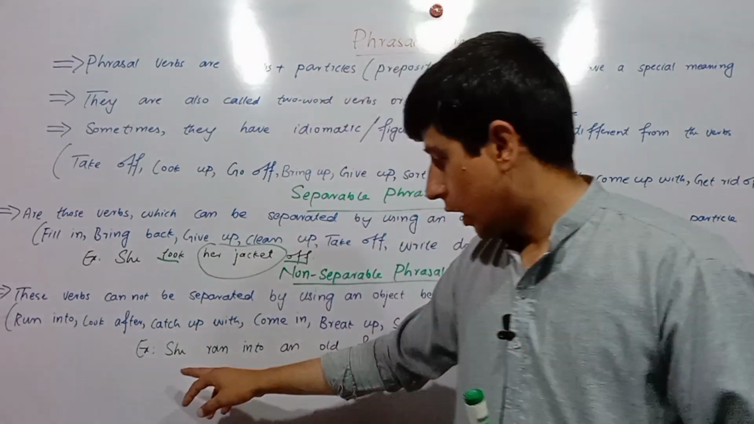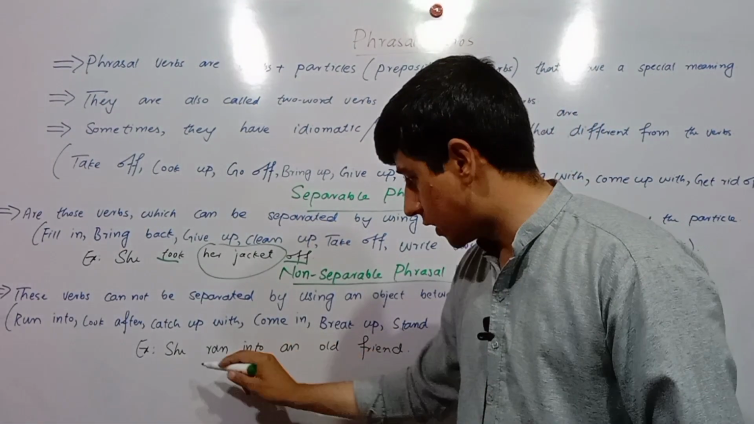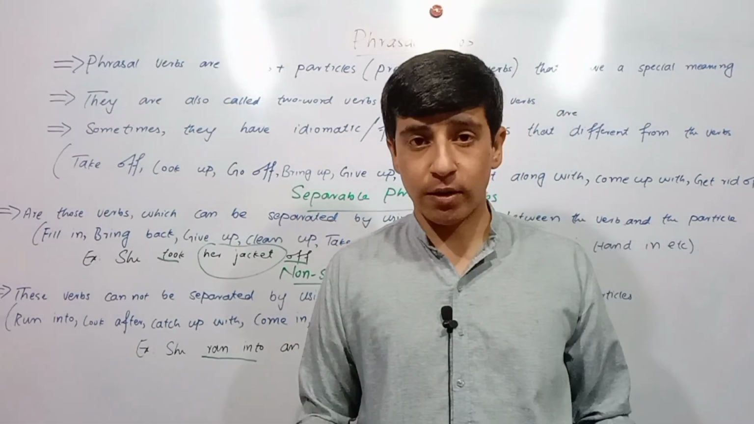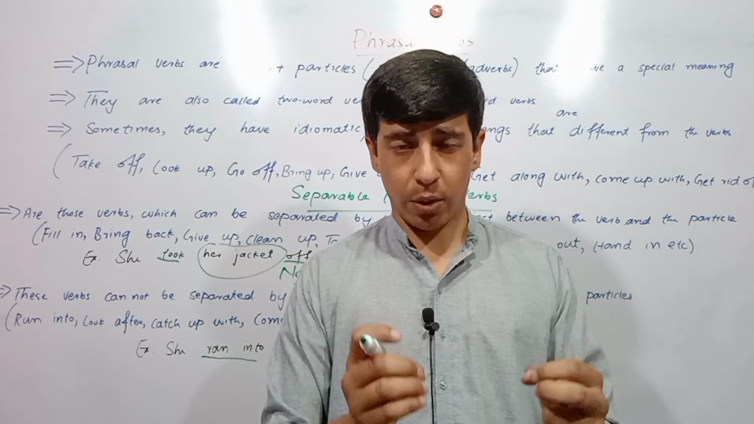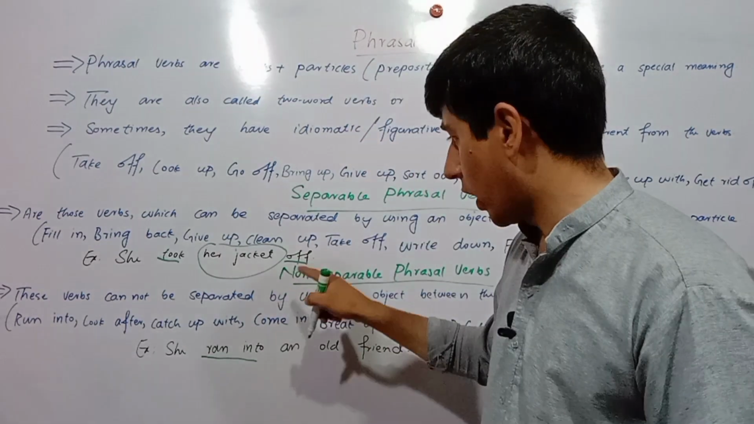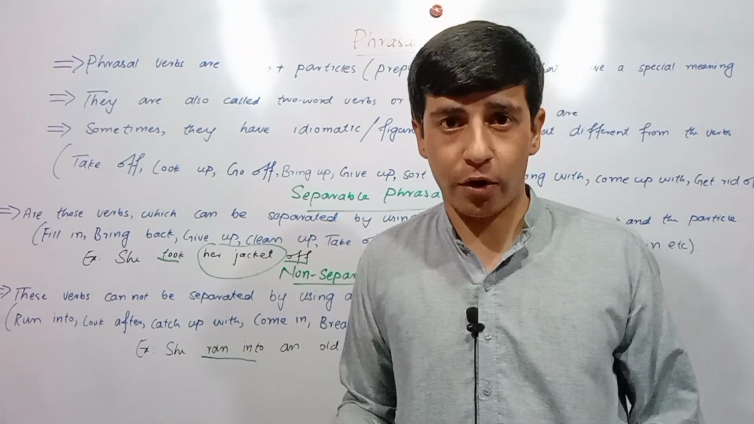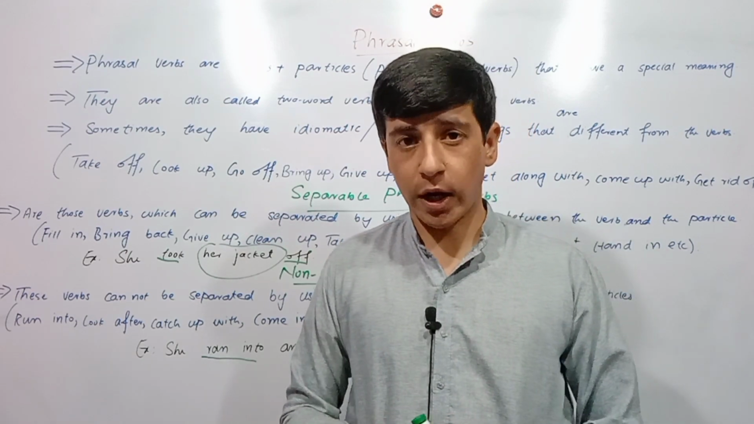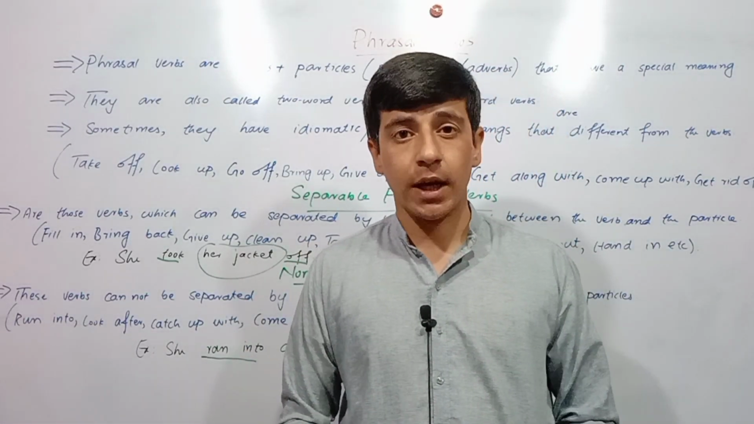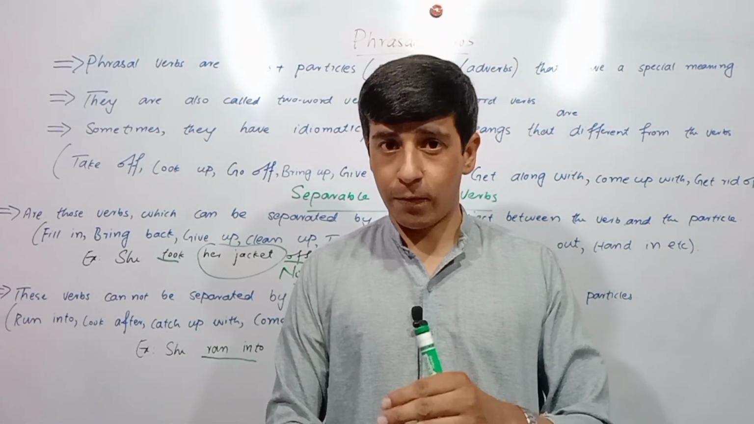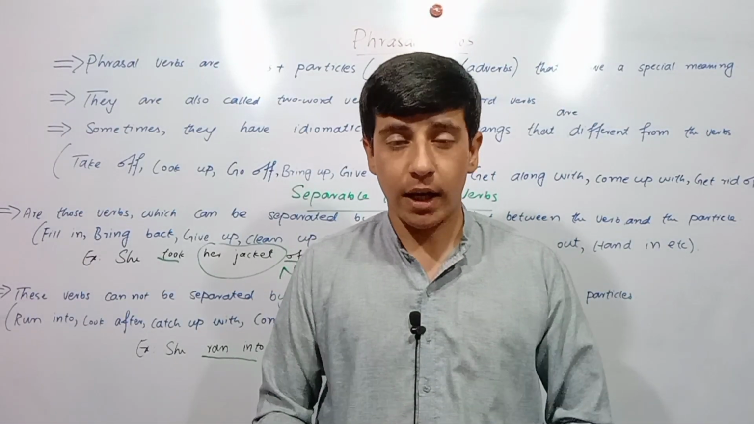For example, she ran into an old friend. Right here, ran into is called a non-separable phrasal verb which can't be separated. Here a question arises: is this particle a preposition or an adverb? The answer is whenever there is an object after the particle, it functions as a preposition, and whenever there's nothing, or whenever we use the particle at the end of a sentence, it's called an adverb.